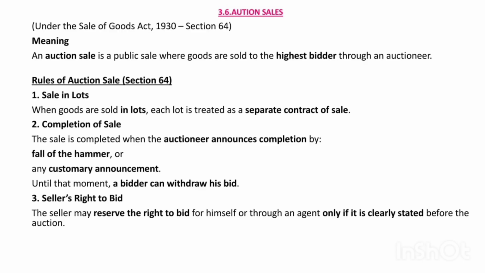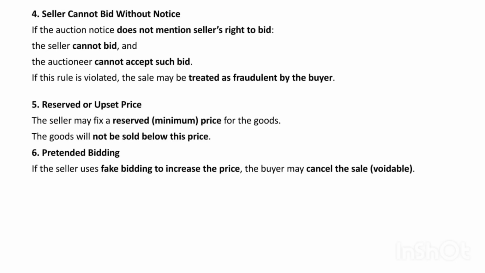The next one is seller's right to bid. The seller may reserve the right to bid for himself or through an agent only if it is clearly stated before the auction. Seller cannot bid without notice. If the auction notice does not mention seller's right to bid, the seller cannot bid and the auctioneer cannot accept such bid. Next one is reserved or upset price. The seller may fix a reserved price for the goods. The goods will not be sold below this price.